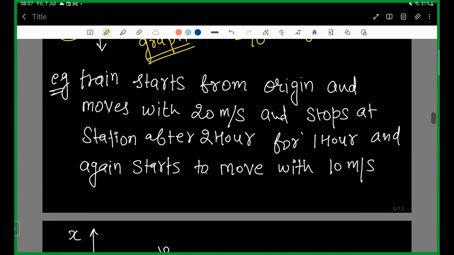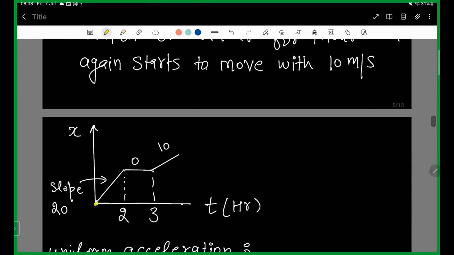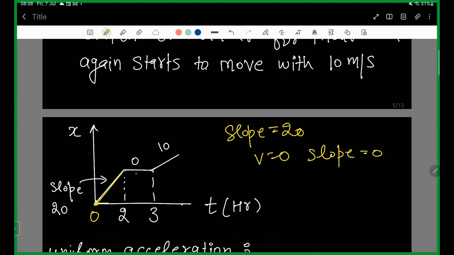So the train starts from the origin, moves with 20 meters per second, and stops at a station after 2 hours. So your train is starting from the origin. It moves with 20 meters per second and then it stops after 2 hours, when the station arrives. So what will be the graph? You start from the origin. You move with 20 meters per second, so your slope will be 20. Then you stop. Stop means velocity 0, and velocity 0 means slope 0. So the slope will be 0 here.